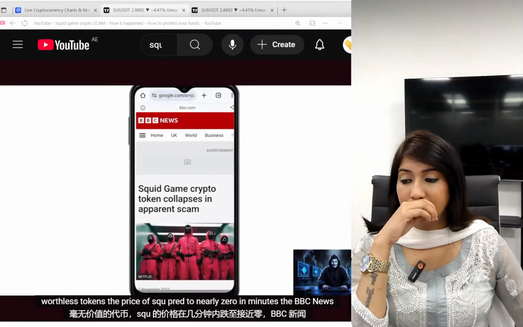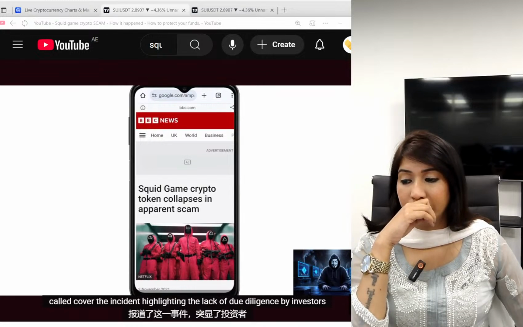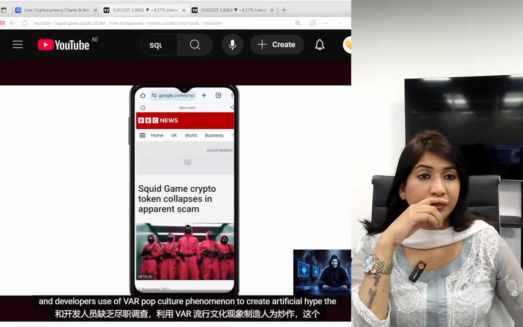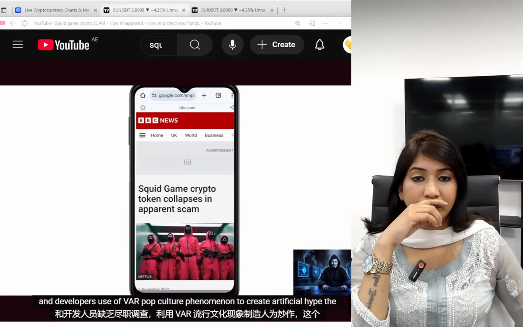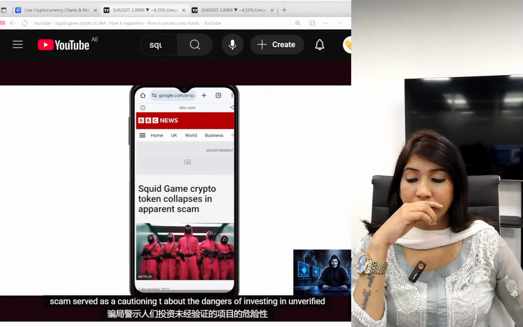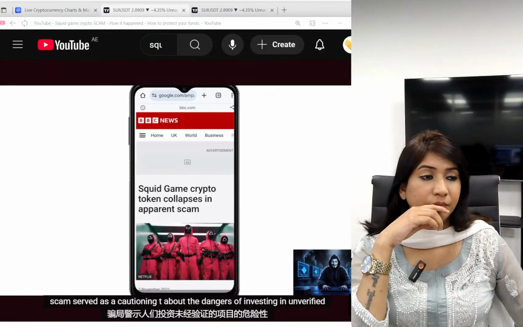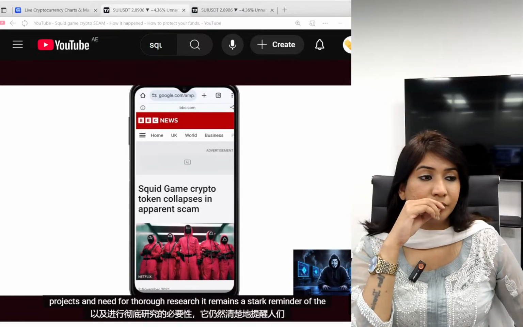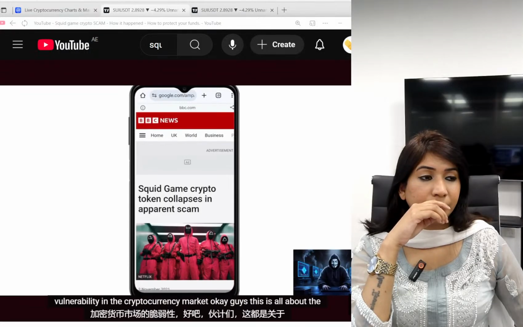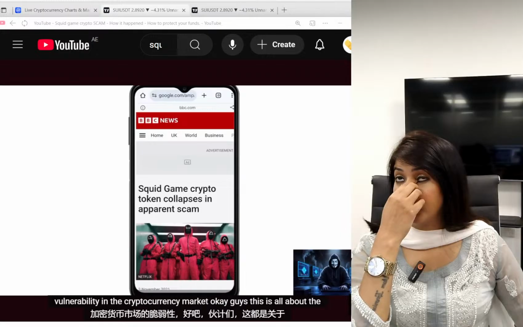The BBC News covered the incident, highlighting the lack of due diligence by investors and developers' use of viral pop culture phenomena to create artificial hype. The scam served as a cautionary tale about the dangers of investing in unverified projects and the need for thorough research. It remains a stark reminder of the vulnerability in the cryptocurrency market.